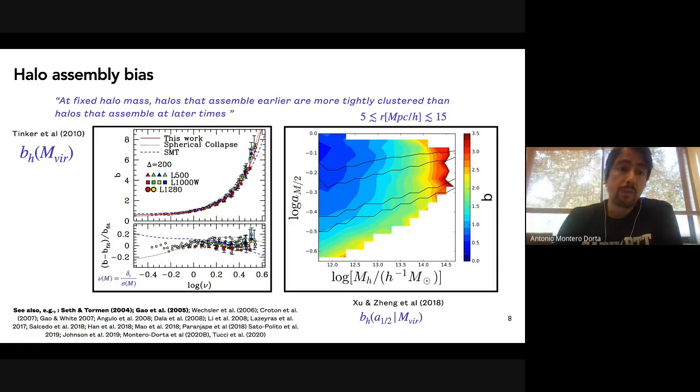So again, halo assembly bias can be defined as is mentioned there. At fixed halo mass, halos that assemble earlier are more tightly clustered than halos that assemble at later times.